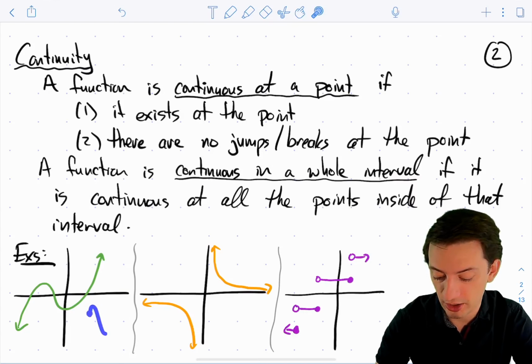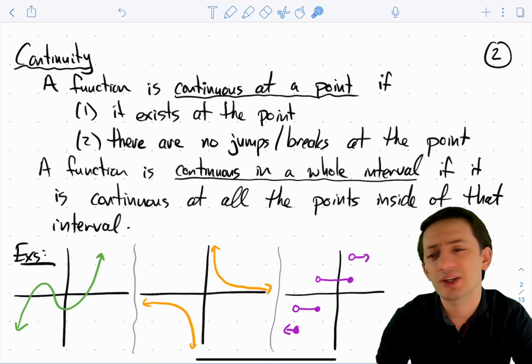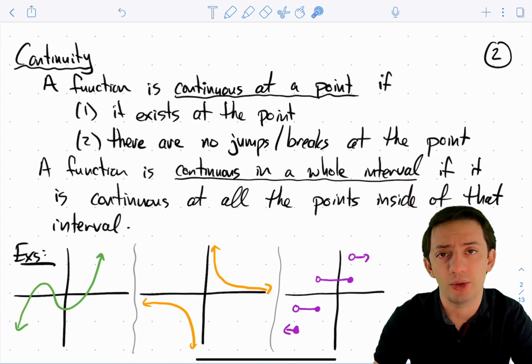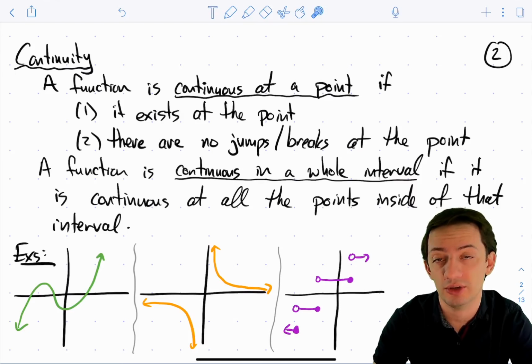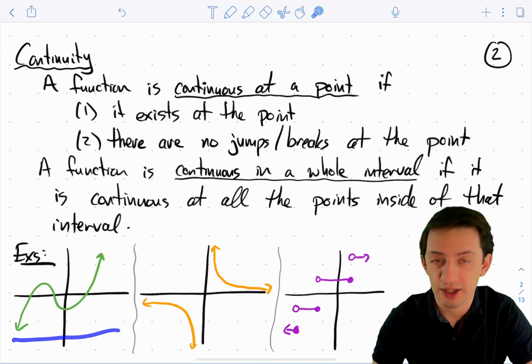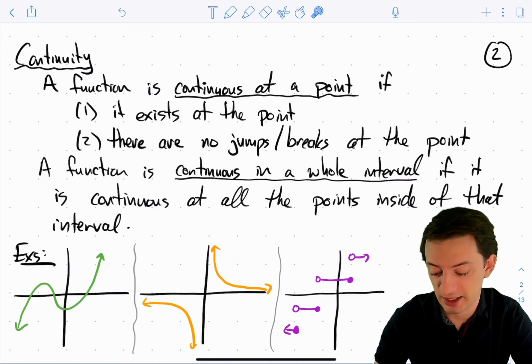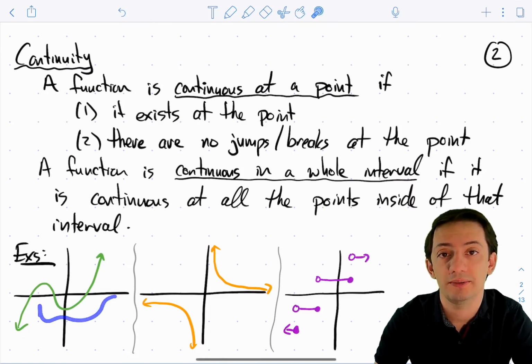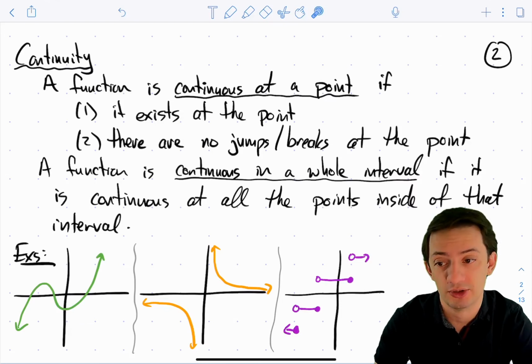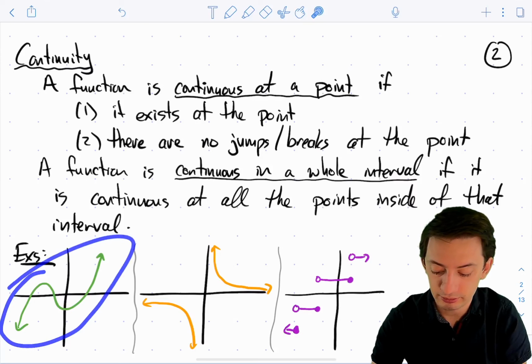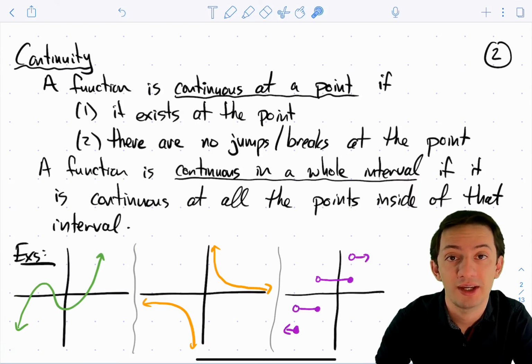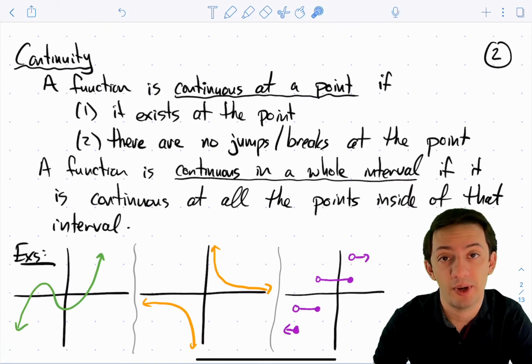Over here on the left, this green function looks like it could be some kind of polynomial, maybe some kind of x cubed function or x to the 5th or something like that. At all of the points in the domain, it exists, right? We don't see any holes here. And it's smooth. There's no jumps, there's no breaks, there's no asymptotes. So this function, just by the picture of the graph, is continuous everywhere. It's continuous at every point.